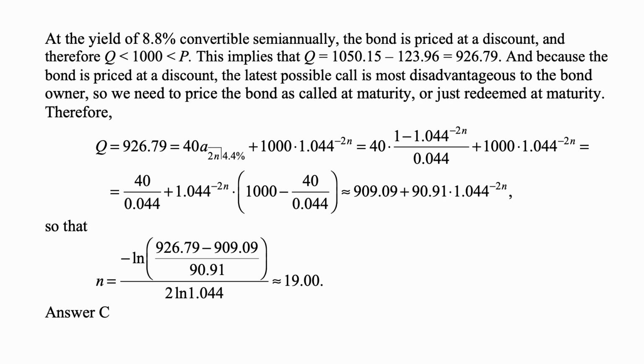So that when we solve it, n is equal to minus the natural logarithm of (926.79 minus 909.09) divided by 90.91, divided by 2 natural logarithms of 1.044. This n is almost exactly equal to 19, which is answer C. And that's we done with the problem.